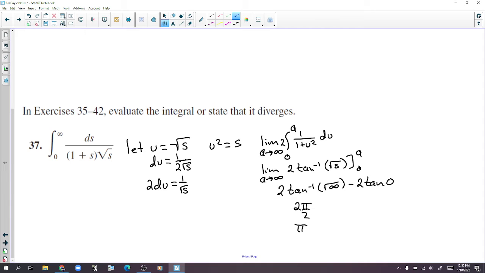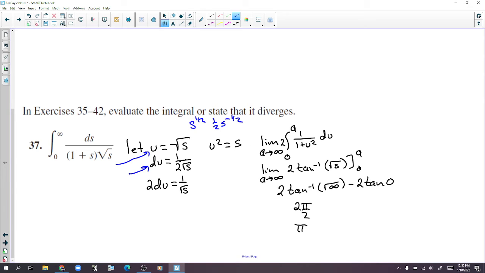Now this is not a comparison test. I don't have a smooth transition to this one. I just thought this would be a tricky problem. Here we're going to let u equal the square root of s. So remember, s is to the 1/2 power, so the derivative is 1/2 s to the negative 1/2. Now we don't have a 1/2 over square root of s. We just have 1 over square root of s. So we're going to multiply the 2 over.